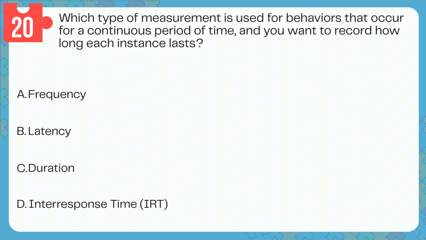Question 20. Which type of measurement is used for behaviors that occur for a continuous period of time, and you want to record how long each instance lasts? A. Frequency. B. Latency. C. Duration. D. Inter-response time, IRT.